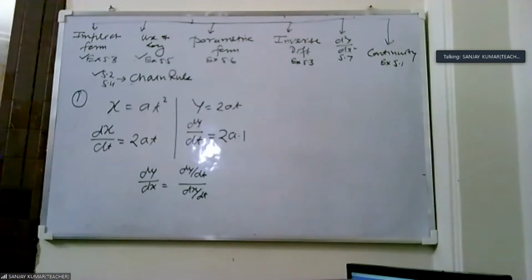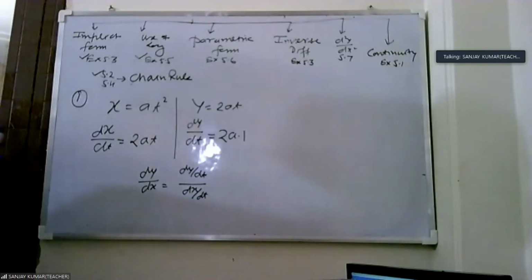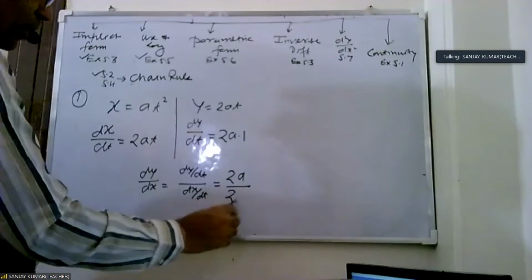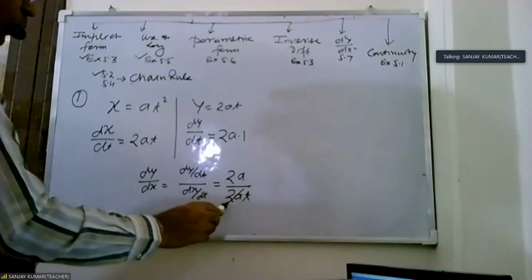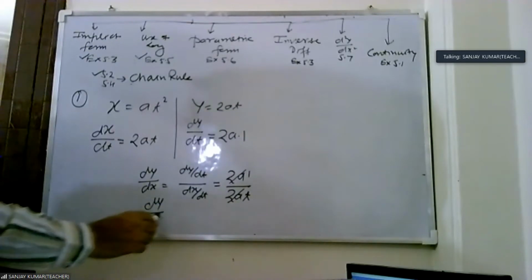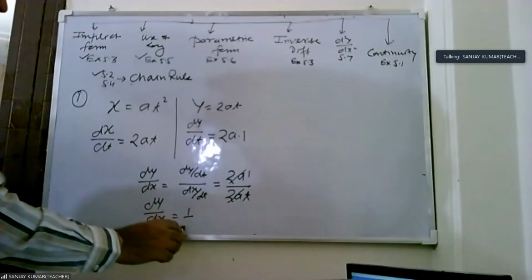This is a simple thing. First you find dy by dt, then you find dx by dt. For dy by dx, you divide both the equations. 2a upon 2at. Now 2a cancels with 2a and you get 1 by t. So that means dy by dx is 1 by t.